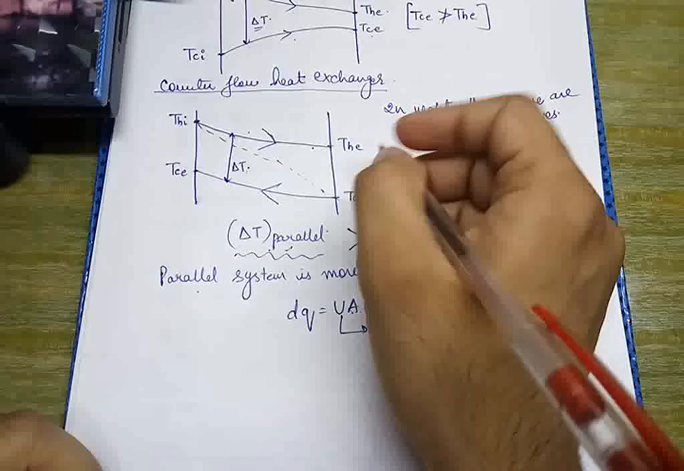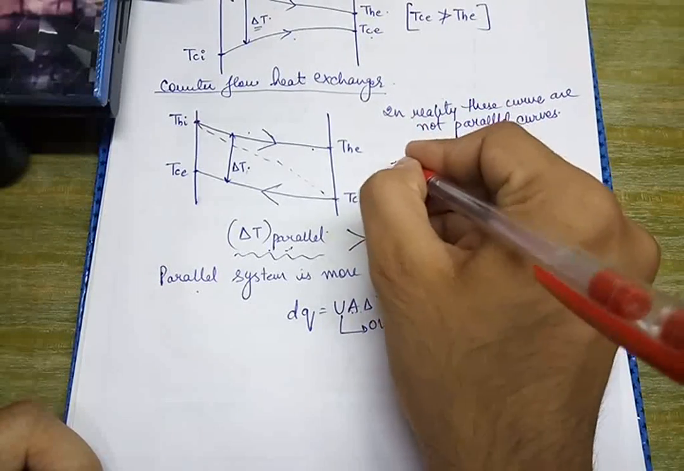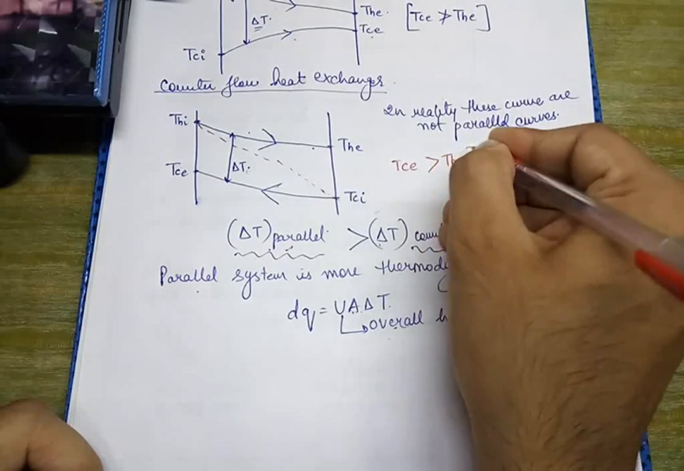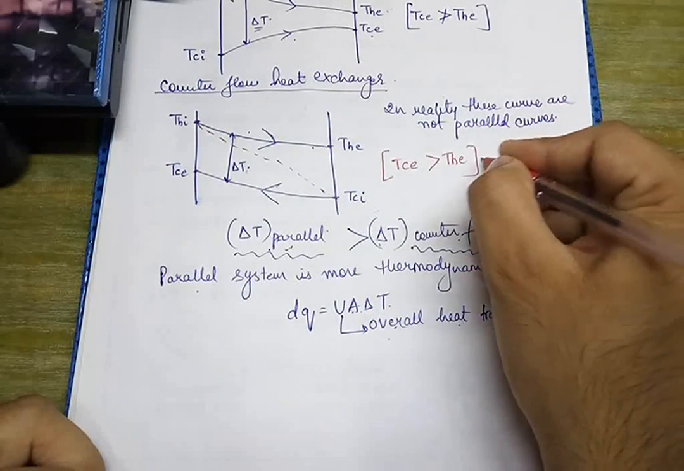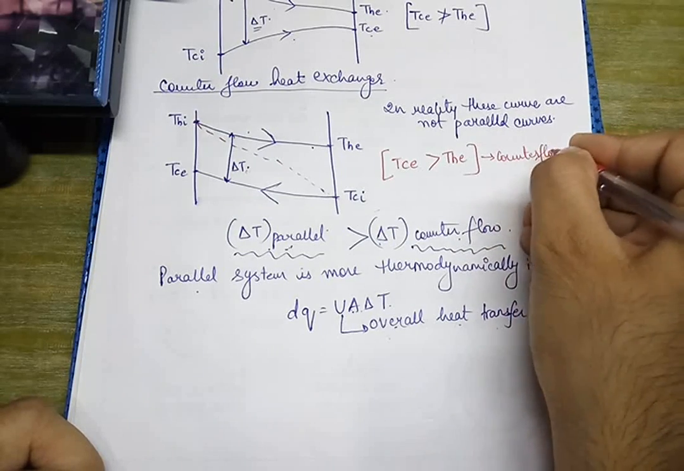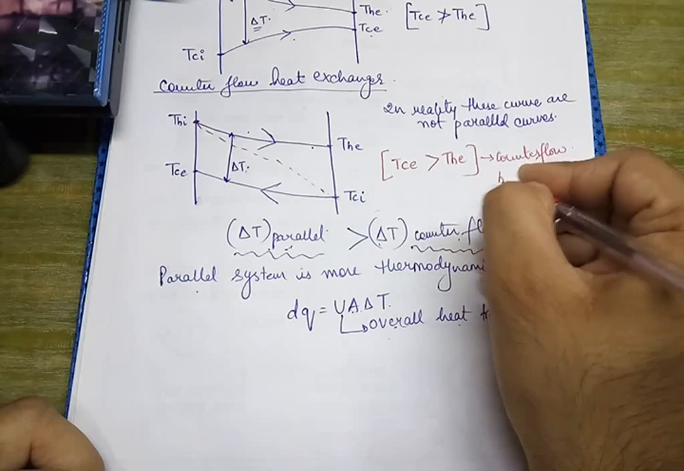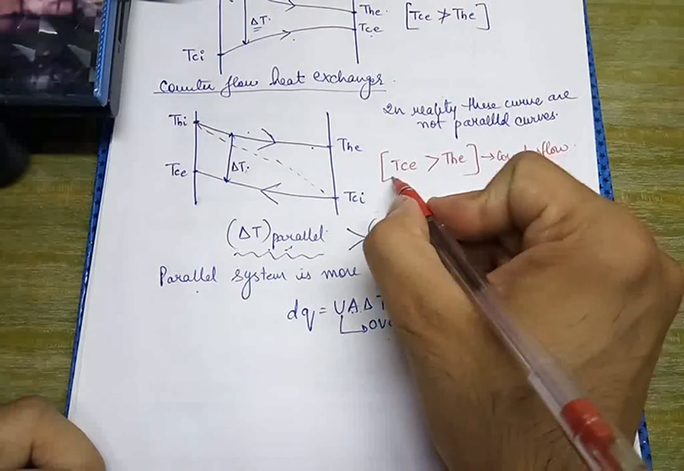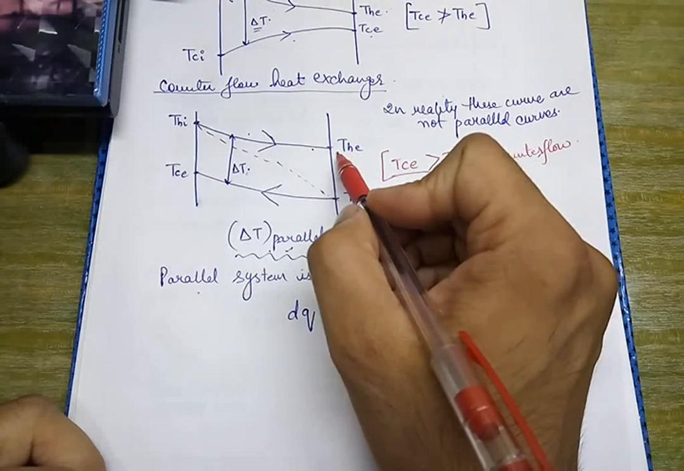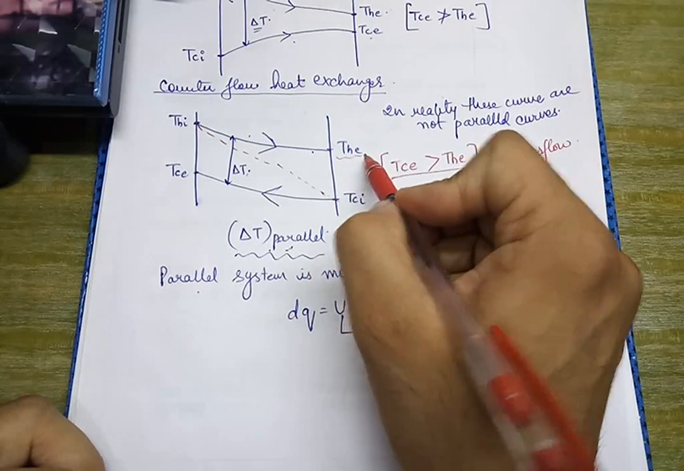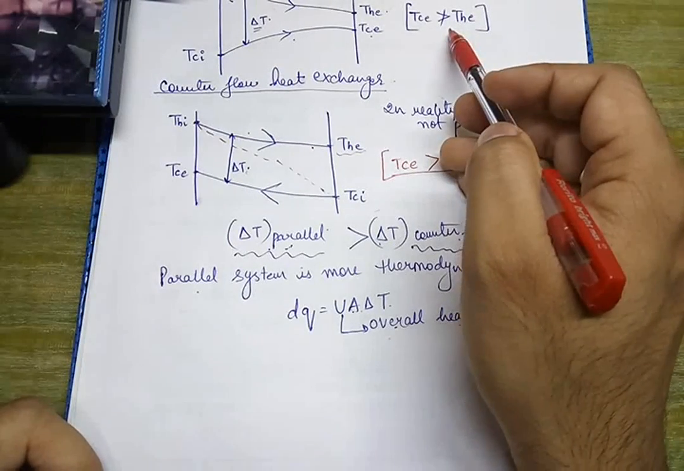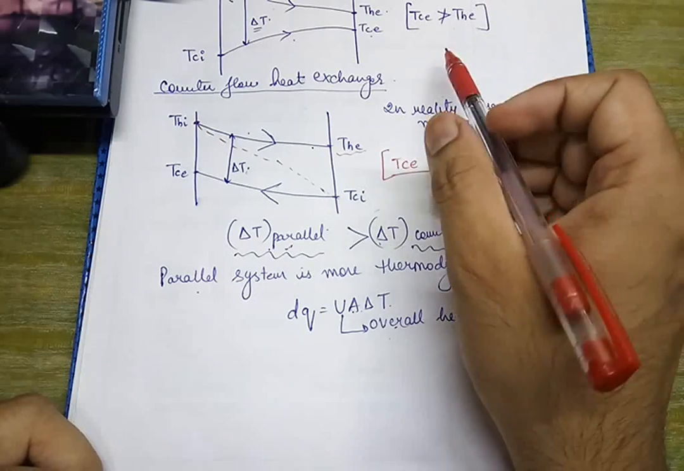Now one very interesting fact to be noted here is that T cold exit can be greater than the T hot exit, but only in the case of counter flow heat exchanger. Okay, so T cold exit, that means the exit temperature of the cold fluid, can be greater than the exit temperature of the hot fluid, but only in the case of the counter flow, whereas this is never possible in case of the parallel flow.